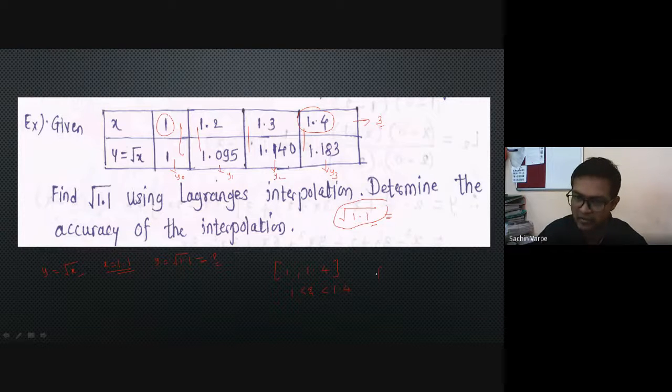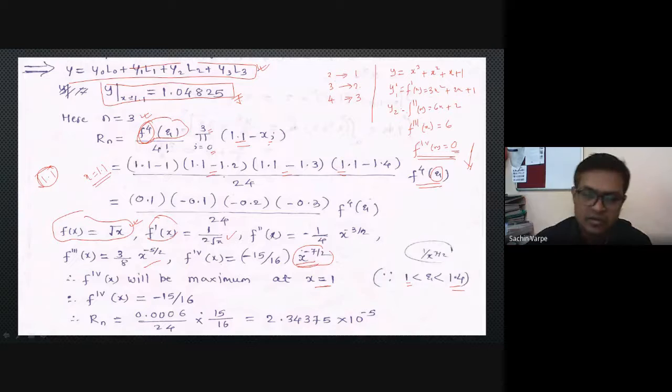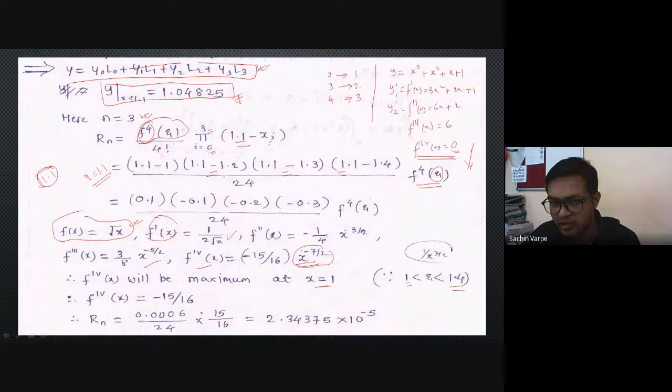So that is why that zeta will vary from 1 to 1.4. So the fourth order derivative of f at zeta will be maximum at what? At the lower value of the interval. You can see here that the derivative has terms with negative powers. So negative powers means what? As x goes on decreasing, the value of the term keeps increasing. That is why for a small value of x we get a large value of the derivative.